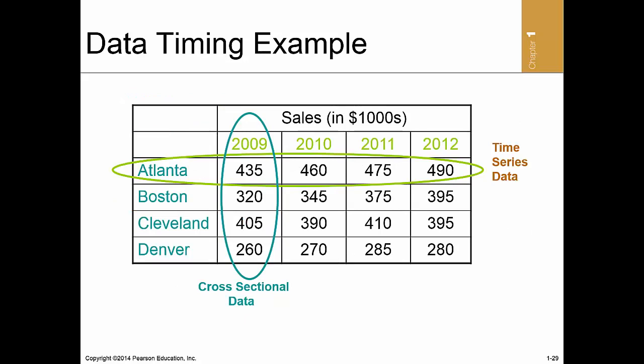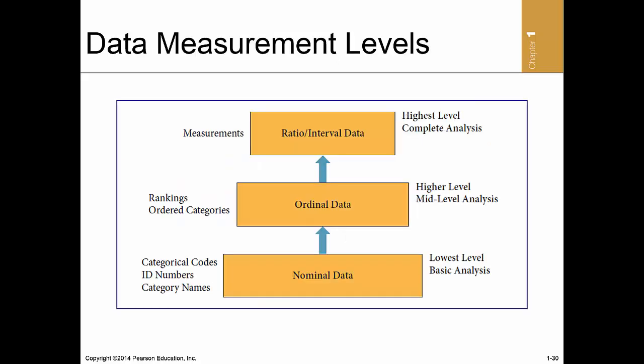We can see on this slide how data can be both time series by sales per year and cross-sectional by city in a given year. Next semester, we will devote a couple of chapters to studying and analyzing time series data. Data can also be identified by their level of measurement. This is important because the higher the data level, the more sophisticated the analysis that can be performed. This is clear when you study the material in the remaining chapters of this text.